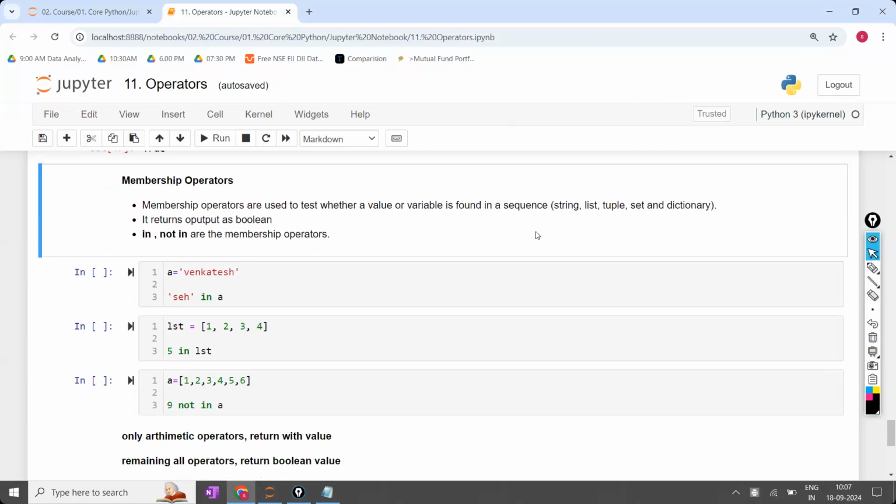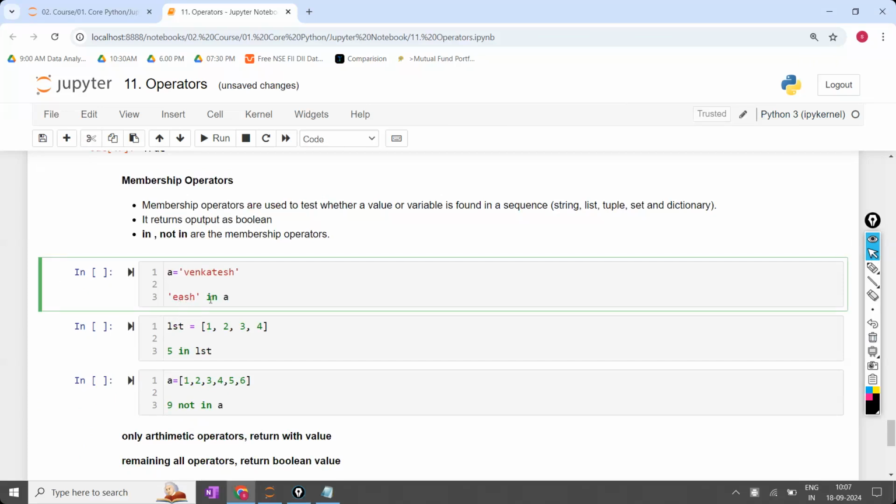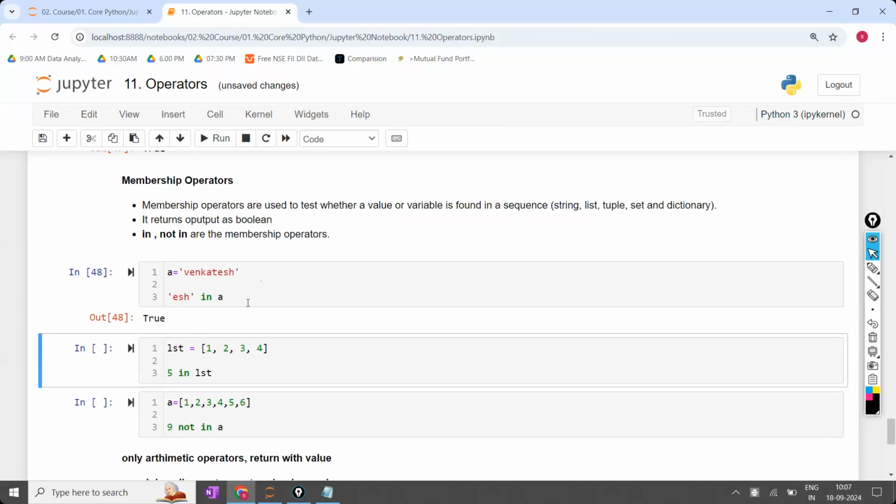Next one is called the membership operator. Membership operator means whether this member is available in the main one or not. So Venkatesh: within Venkatesh, is ESH available in A? Whether ESH is available in the main string? Yes. Yes means output is true. Now tell me, I have SRK; whether SRK is available in the main one? No. No means false. ESH is available; at least SCH? Yes. EH, whether it is available? No. No means false.